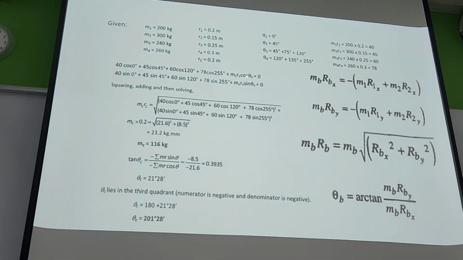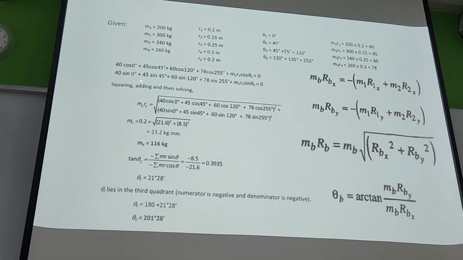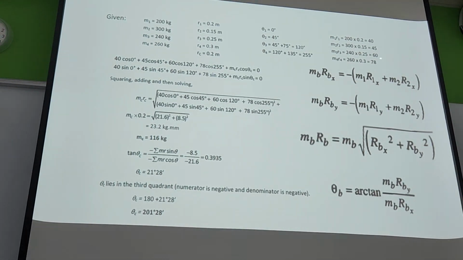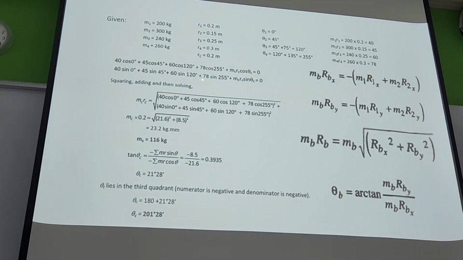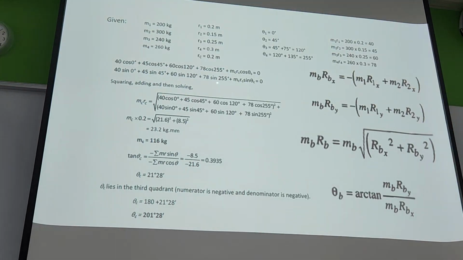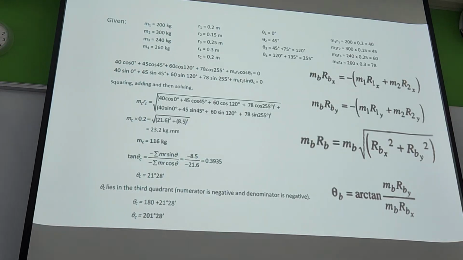So the first one is the x component. The second one is the y component. For M1R1, it is sin 0 degrees. Then M2R2 sin 45 degrees. Then M3R3 into sin theta 3, where theta 3 is 120. The next one is M4R4 into sin 255. Then MCRC into sin theta C. So we write these two equations: the x component of all the forces and the y component of all the forces.